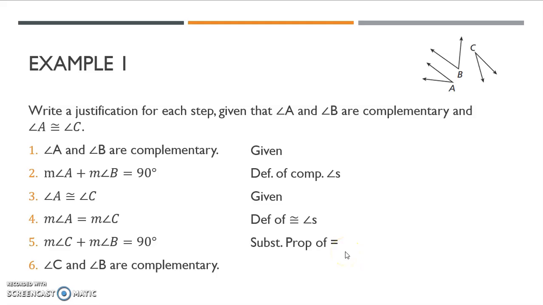Okay, now for the last step, try and figure out why, if I know that angle C plus angle B is 90, that means they're complementary. Okay, and that's because of the definition of complementary angles, because I'm using what the word means. If I know they add to 90, then I can use the word complementary to describe those angles. So let's take a look at some theorems that are useful for our proofs.